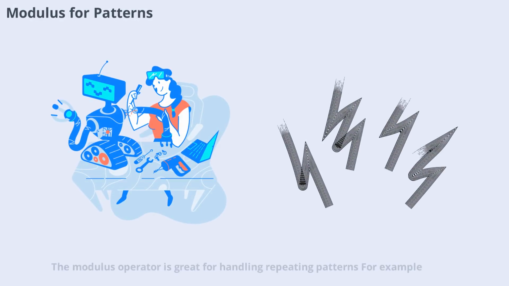The modulus operator is great for handling repeating patterns. For example, checking if a number is even or odd or cycling through days of the week. In JavaScript, modulus helps you manage loops and repeating tasks efficiently.